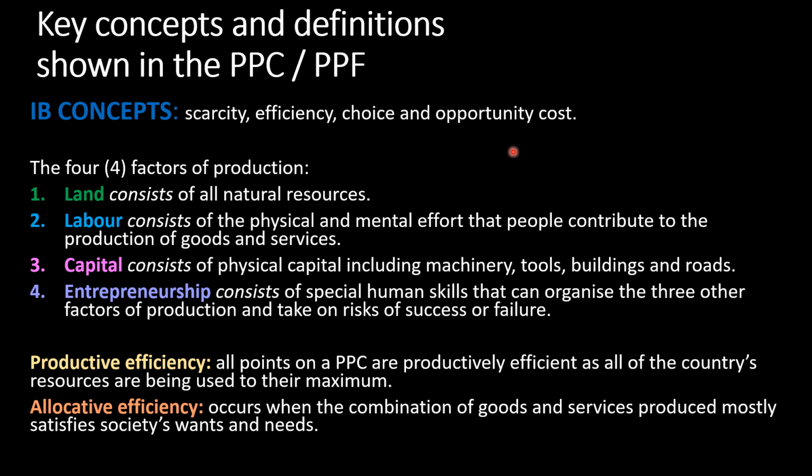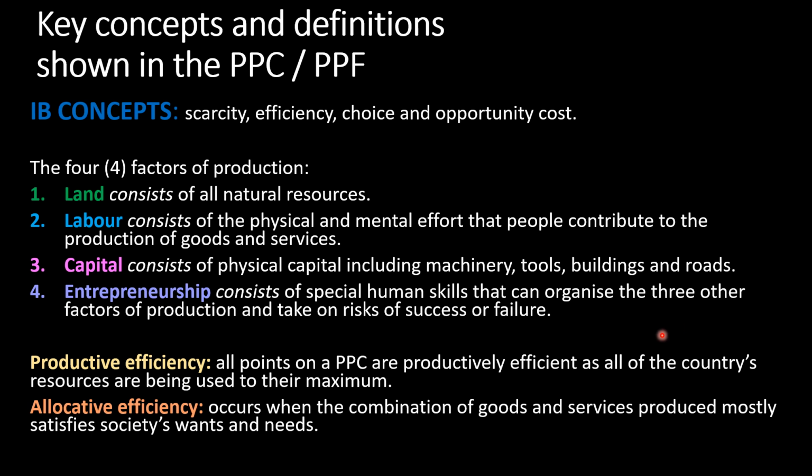Okay, and you might remember from your class the 4 factors of production. So land is anything natural, labour is like me as a teacher, I'm labour. Capital is physical capital, which includes machinery, tools, buildings and roads and lots of other things. And entrepreneurship. So, think of Jeff Bezos, some of the key entrepreneurs of history, Bill Gates. So it consists of special human skills that can organise the 3 other factors of production while they take on risks of success or failure.